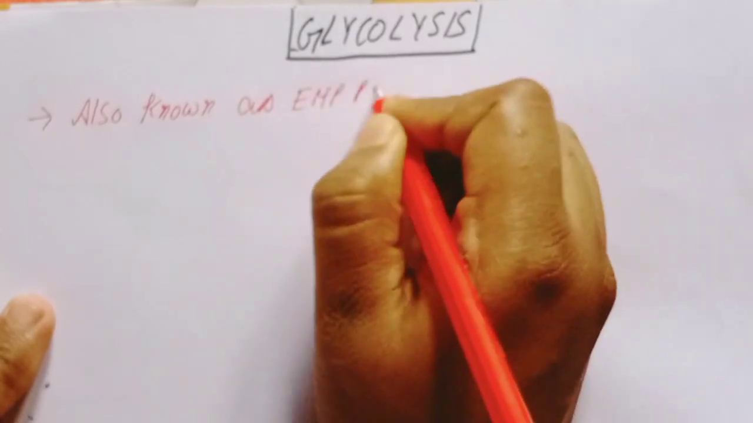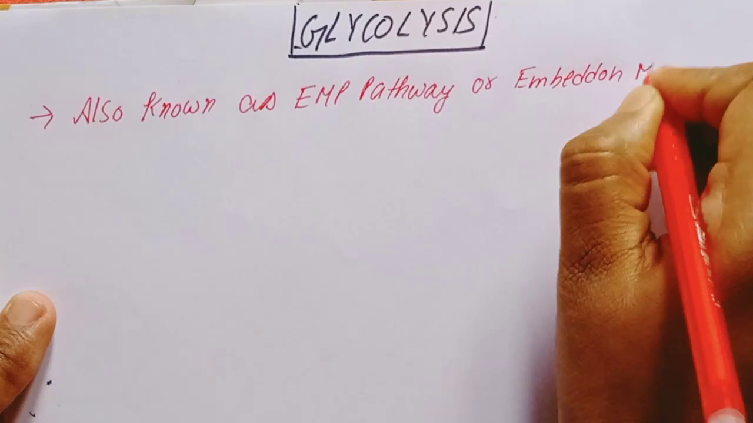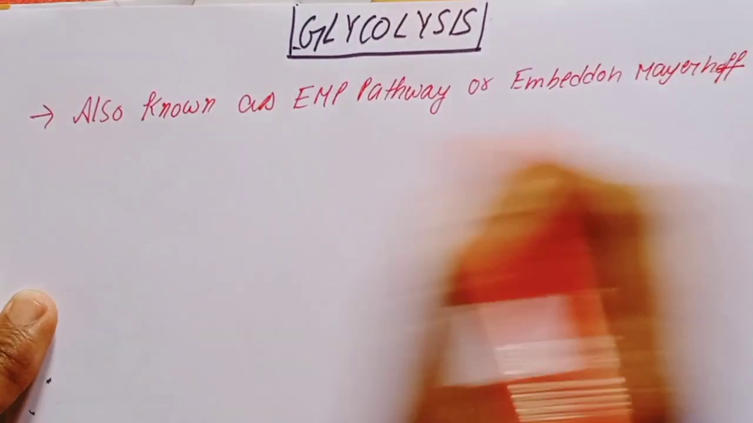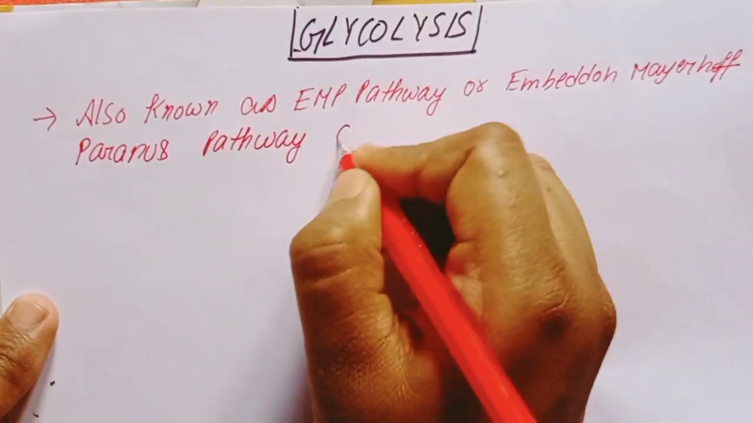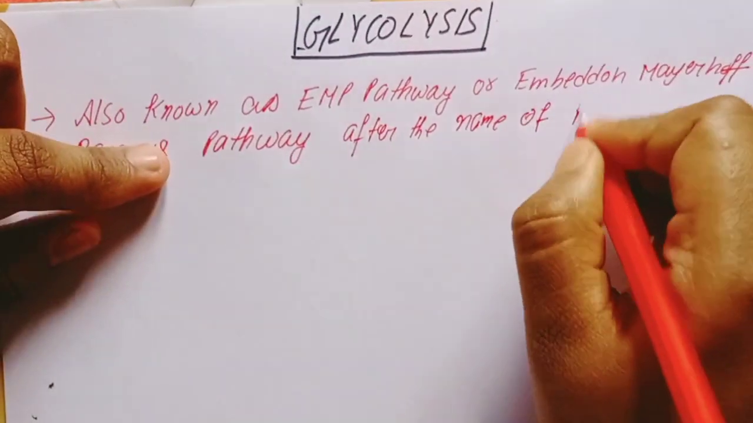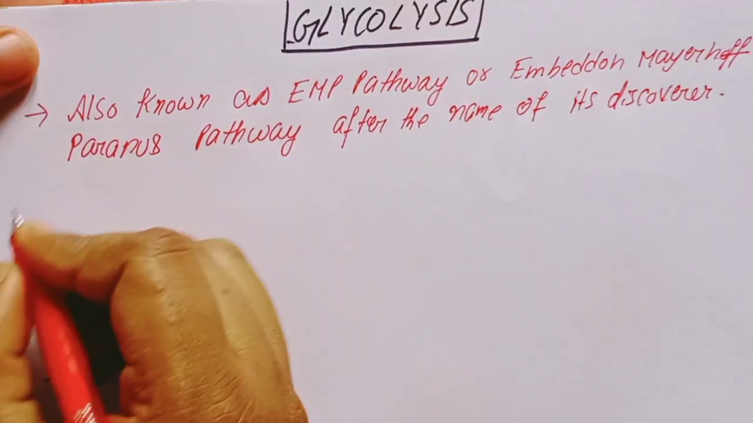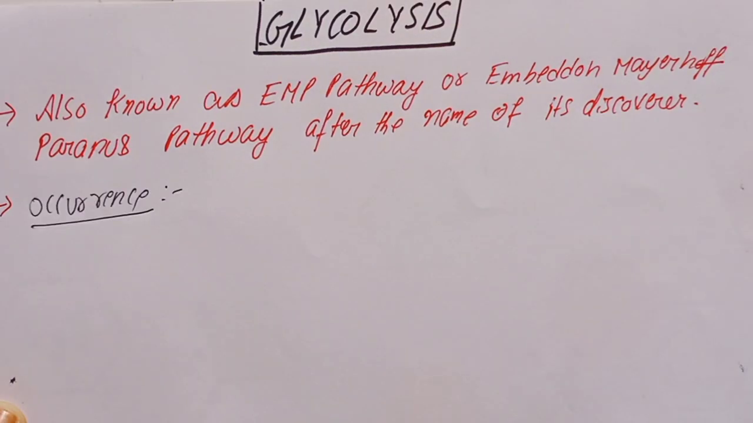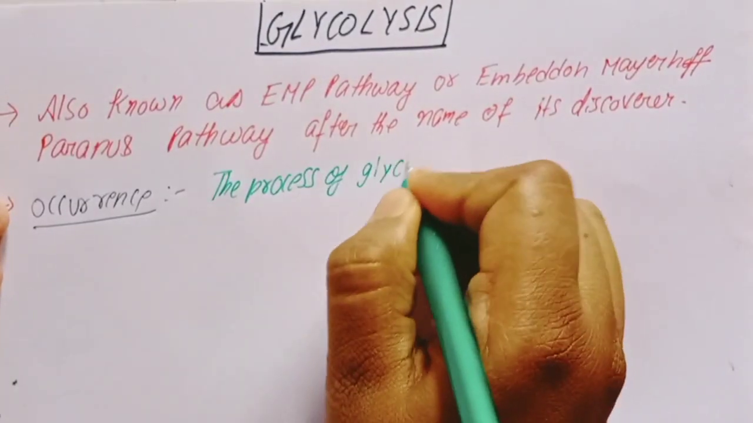Hi, in this video we are going to study about glycolysis. Glycolysis, also known as EMP pathway or Embden-Meyerhof-Parnas pathway. It is a process in which 1 mole of glucose is partially oxidized into 2 moles of pyruvate in a series of enzyme catalyzed reactions.